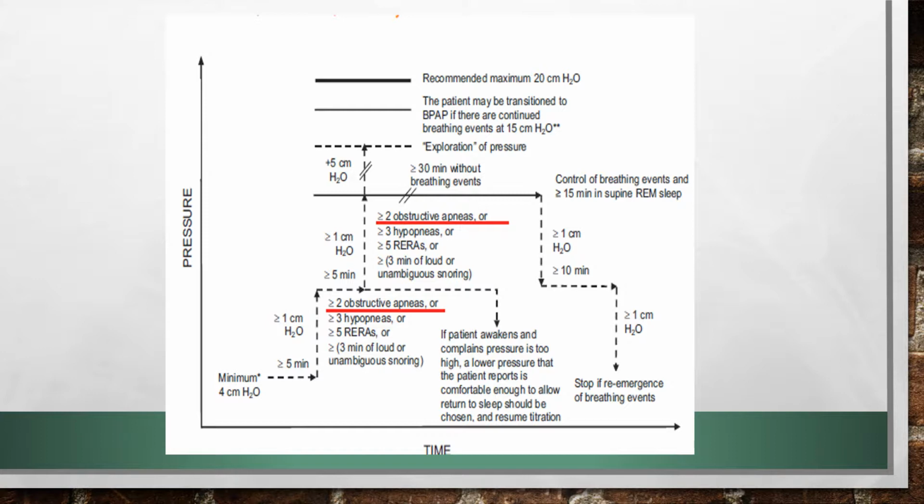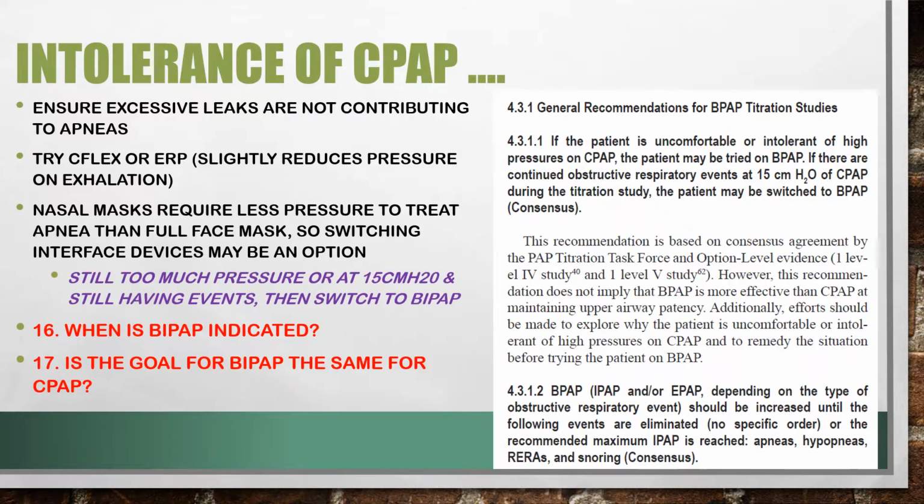So let's say that we get our patient to a CPAP pressure of 10, okay? And they have gone 5 minutes without any respiratory events at all. And they have been in the supine position in REM sleep. What would our next action be? You have 2 options, okay? You can either do exploration and go up, or you can do down titration and go down, okay? If you have questions on this, please be sure you're asking.